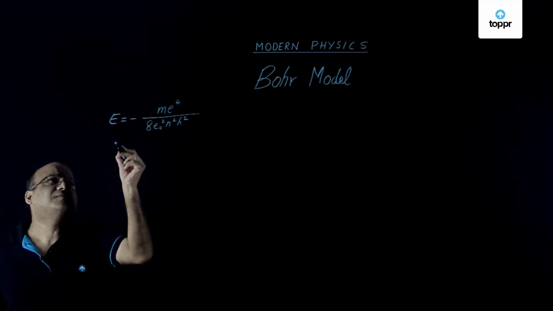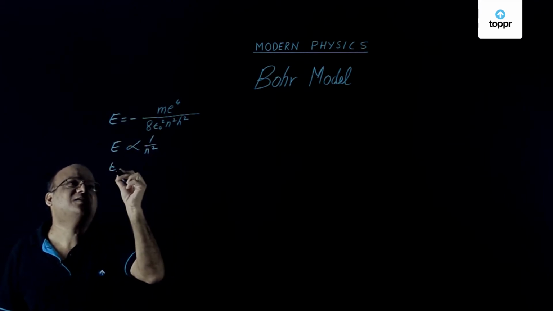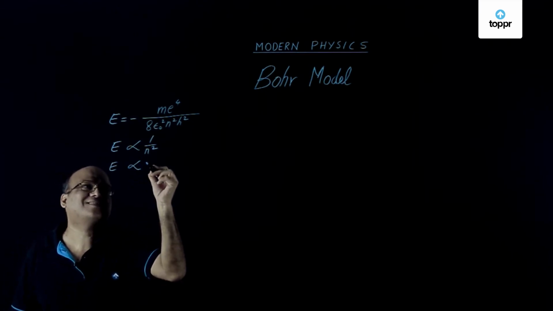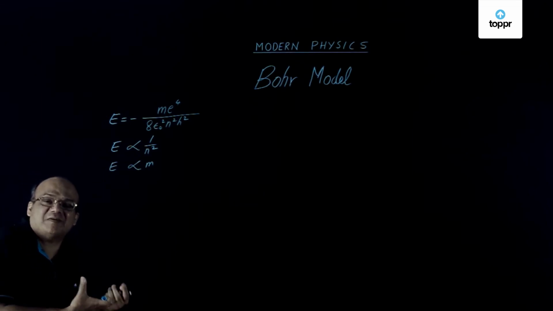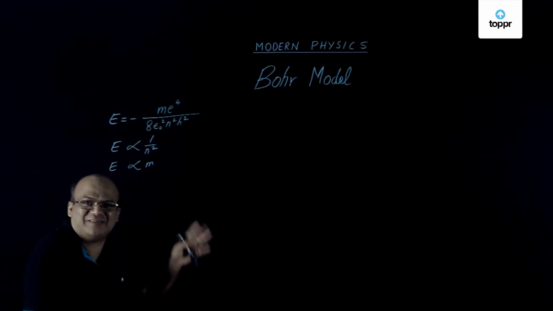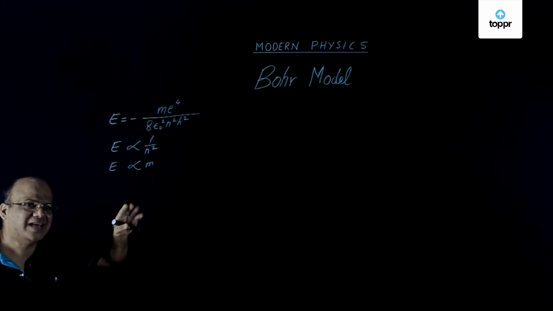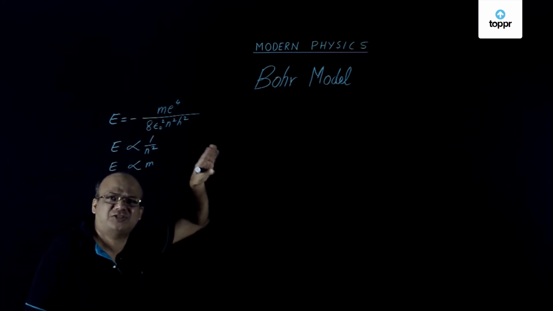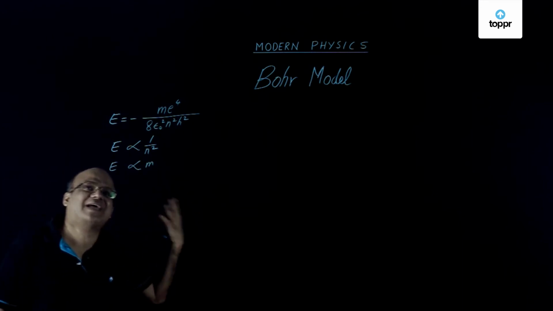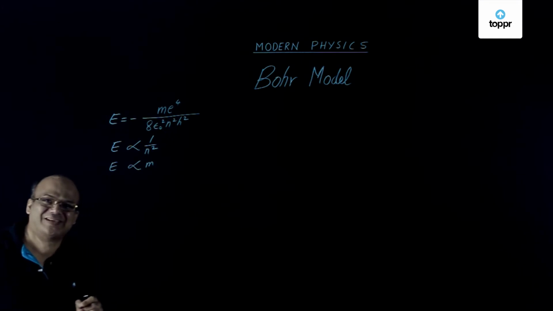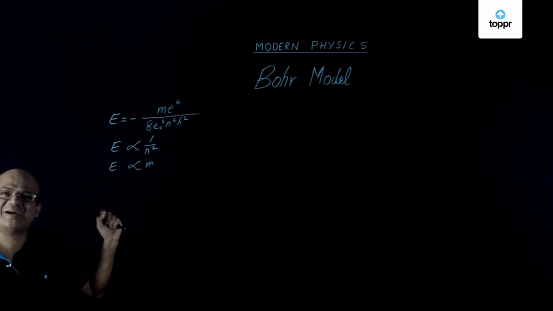So energy is proportional to 1 by n squared, and energy is also proportional to mass. Like in J advance, they will give mass, an imaginary particle is having mass 4 times an electron. Then you need to know this. If mass becomes n times, energy will be n times. So electron jumps, the frequency also will be n times. The wavelength will be 1 by n times. Remember that. We will solve some problems on that in the lecture.